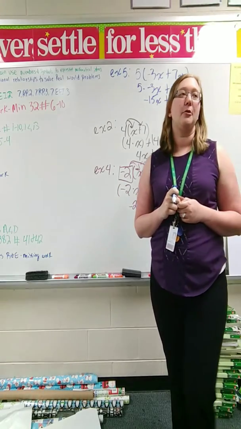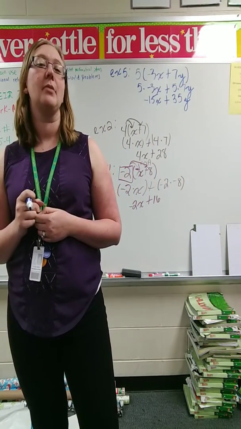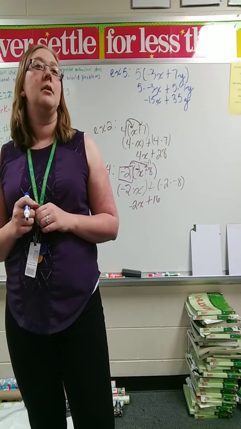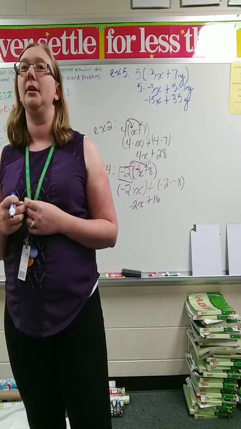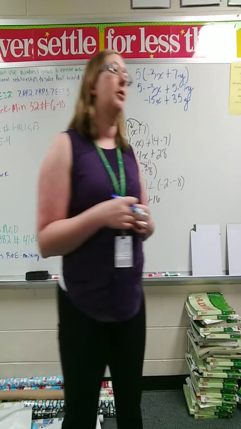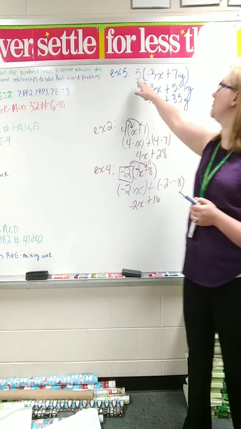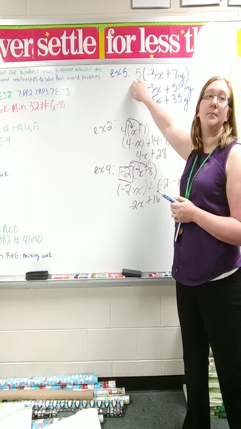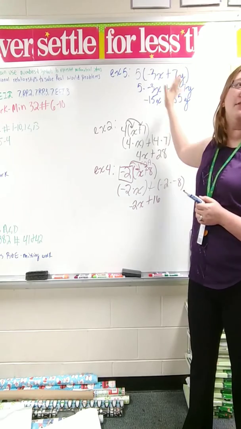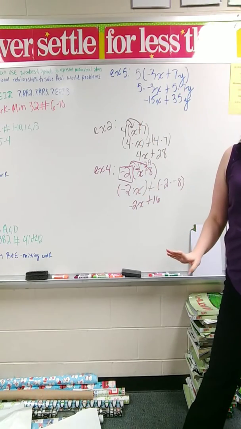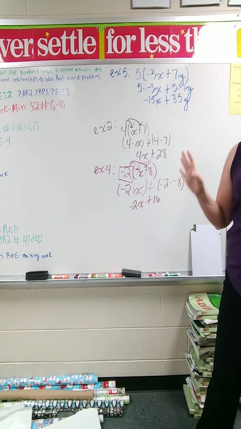We're going to finish up real quick. Stay with me for just another minute. The point of this part of the distributive property says that we're going to multiply our term directly outside of our parentheses by everything inside, and then we're going to simplify.